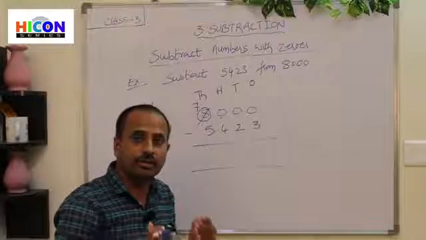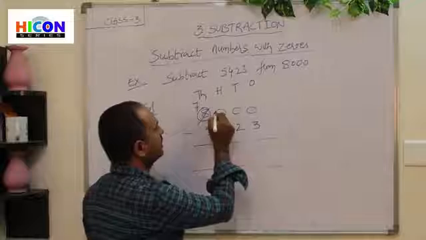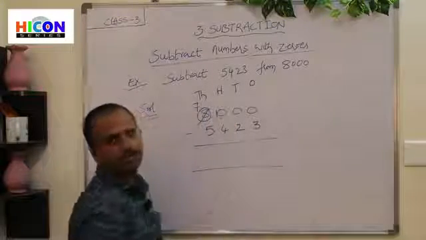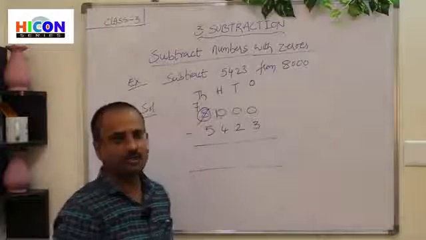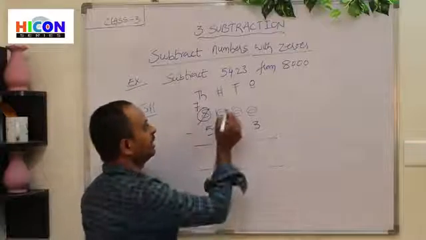Then that 1000 becomes 10 hundreds. So simply write 1 before it. That means 10 hundreds are there. Now borrow 100 from the 10 hundreds.